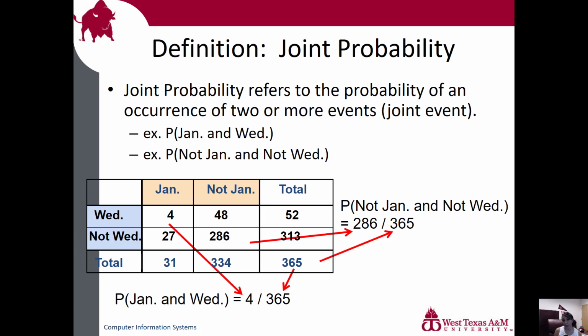We can also look at joint probability with these contingency tables. So again, joint probability refers to the probability of the occurrence of two or more events. So what's the probability that you pick a random day in 2015 and it is not January and it is not Wednesday?